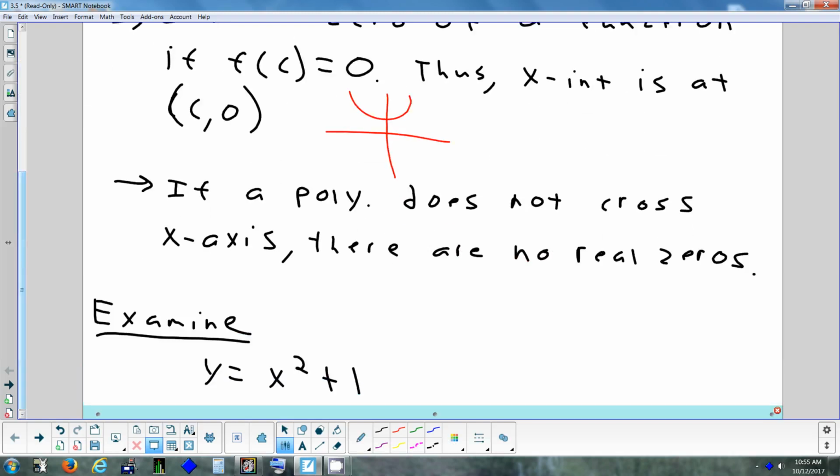Okay? So this parabola would have 2 imaginary solutions. So this equation I have right here, that could represent that parabola. This is a parabola shifted up 1. And that's kind of what my picture is showing.